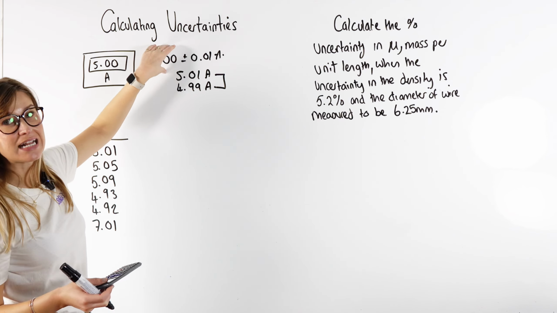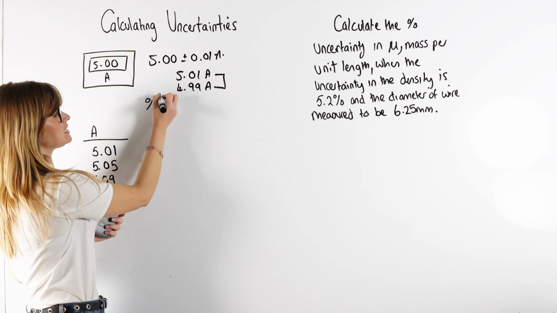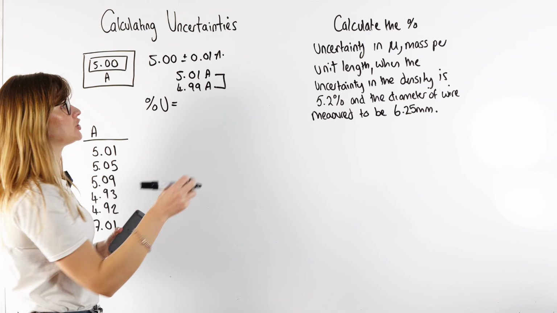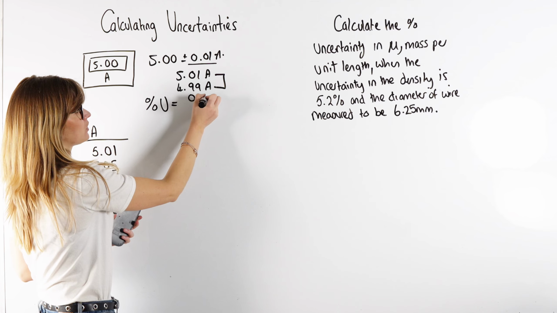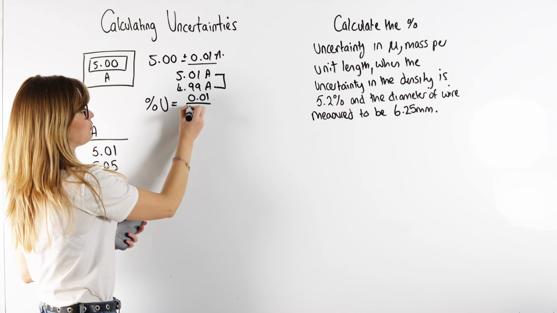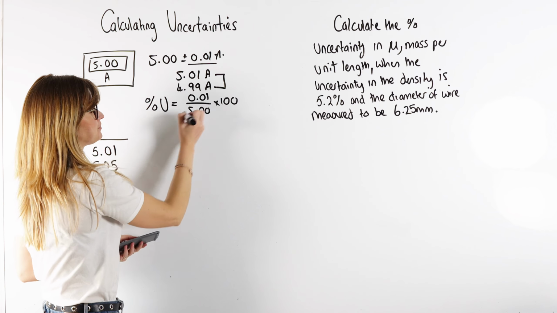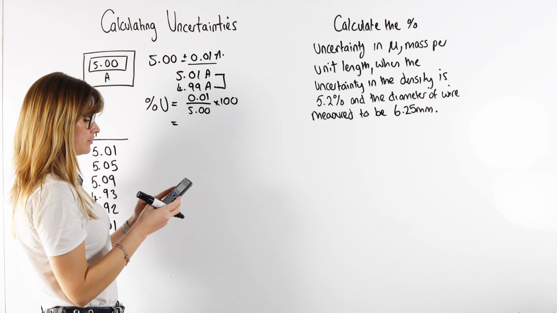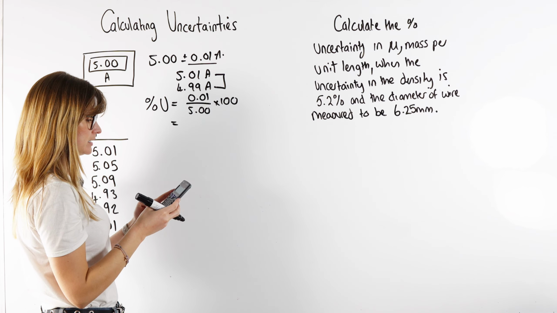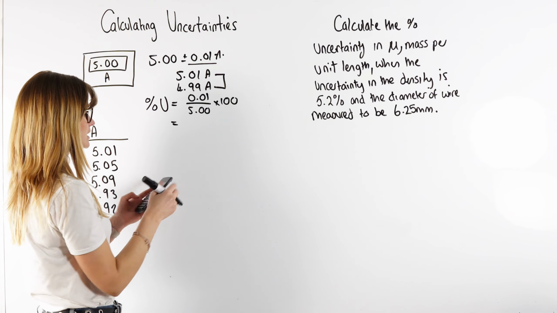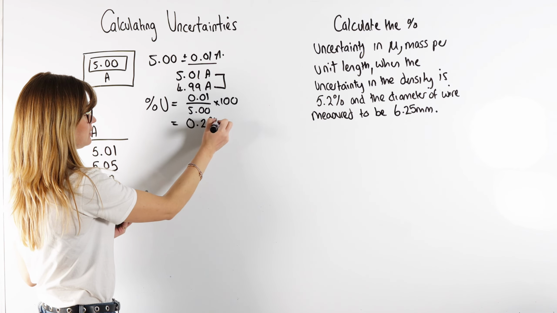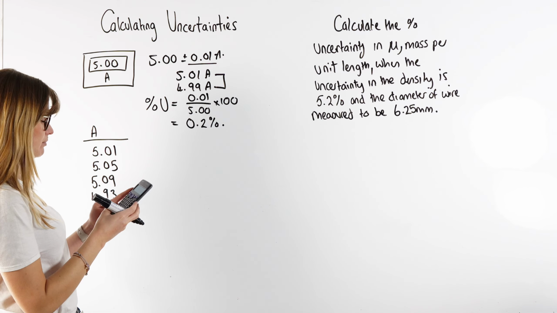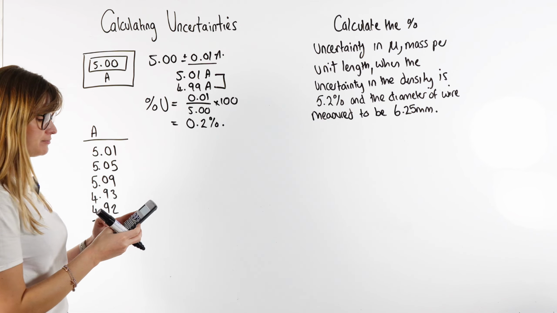We can also find the percentage uncertainty. What we do is take the absolute uncertainty, divide it by our value, which is 5.00, and then multiply by 100. On my calculator, 0.01 divided by 5 and multiplied by 100 gives a percentage uncertainty of 0.2%. So that was quite accurate. Just double checking it.